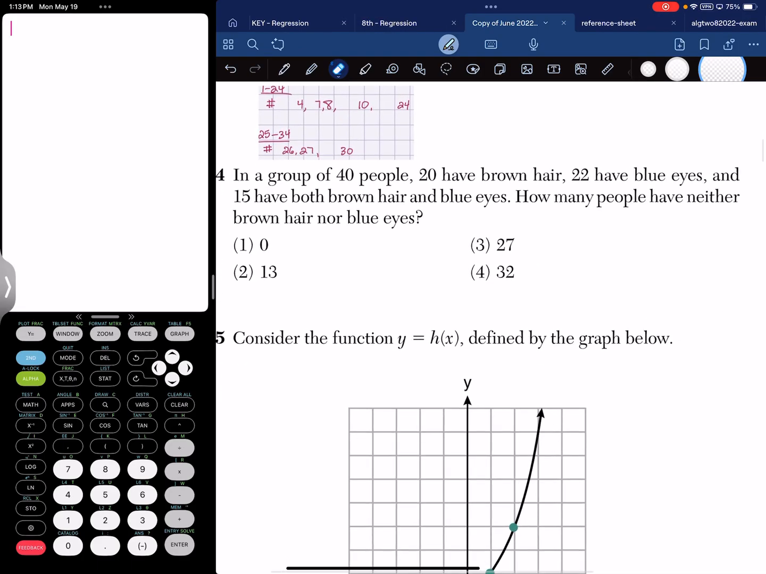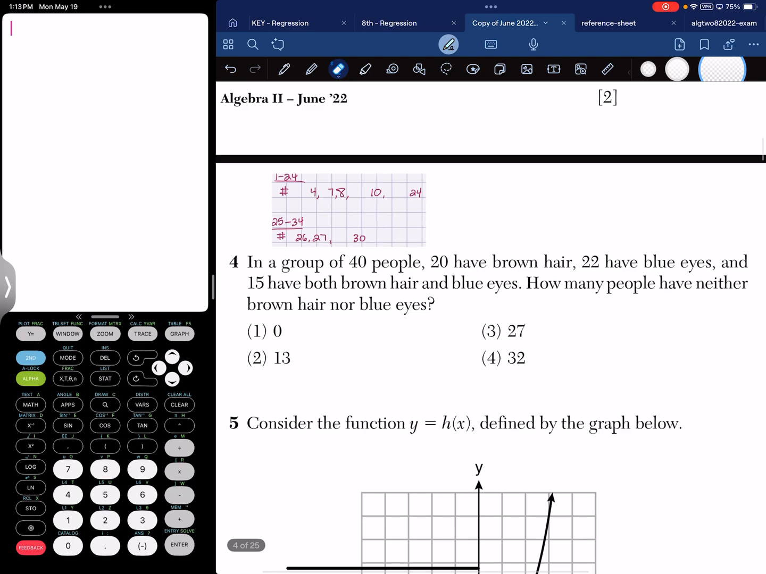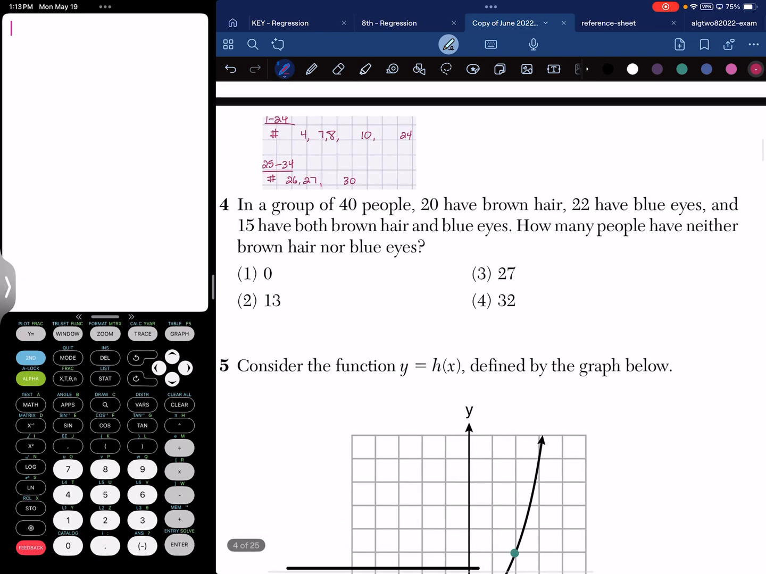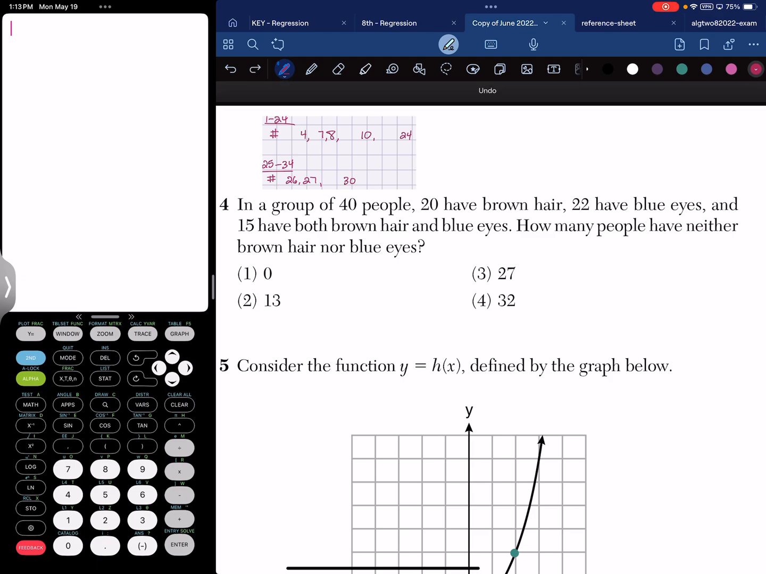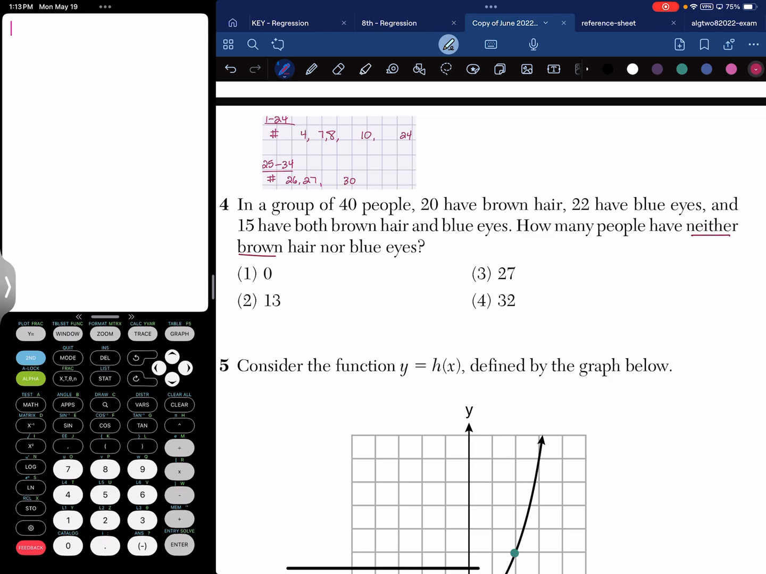So number 4 on this is June 2022. Number 4, in a group of 40 people, 20 have brown hair, 22 have blue eyes, and 15 have both brown and blue eyes. How many people have neither brown nor blue? Now this was tricky. How did you guys do this?